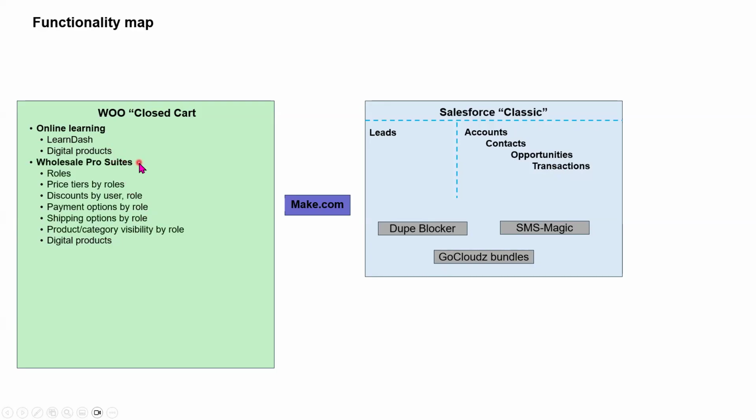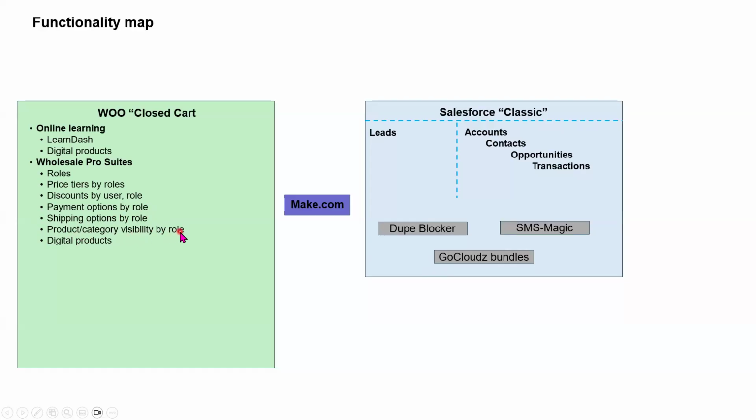Then we're using Wholesale Pro Suites, which is a plugin that gives us user roles, so we can put customers in specific roles that give different functionality access. For example, we can set price tiers by role, so a super distributor might have a larger discount. We could do discounts by roles. We can even do it by users if we want to get that segmented. Payment options can be controlled by roles, the shipping options by role.